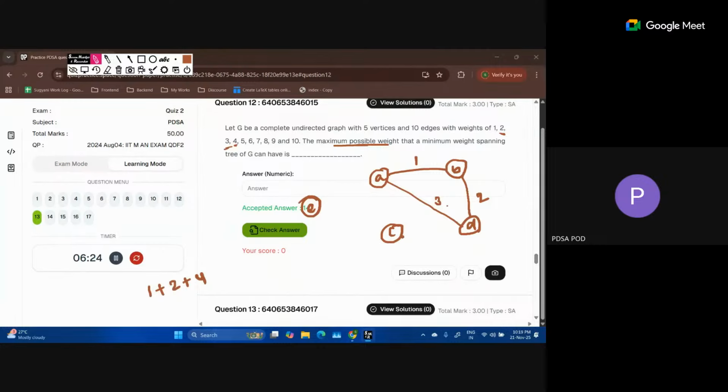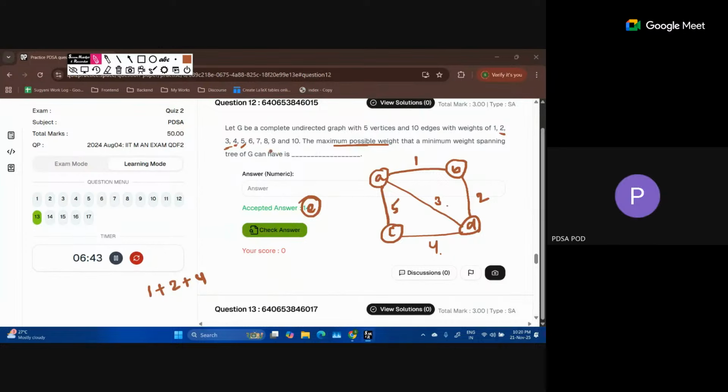Let's say we are saying C to D. Let's say we are saying it is 4. Okay. Now C can be connected to B or A or whatever. Okay. Now can we exclude 5? Is there a way to exclude 5? Yes, if we connect A to C, then you can exclude 5.